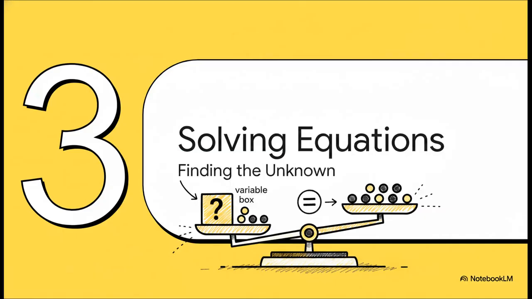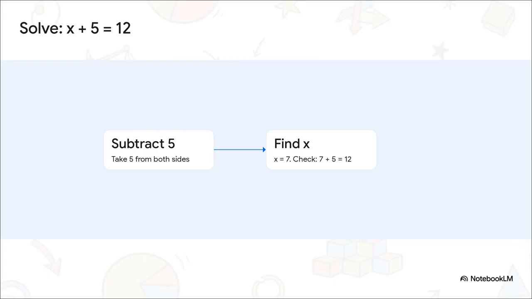Moving on to Section 3, solving equations. This is where we actually hunt for that unknown number. I always tell people to think of the equal sign as a perfectly balanced scale. Whatever we do to one side of the equation, we absolutely must do to the other side to keep that scale perfectly balanced. Our ultimate goal is to isolate x.